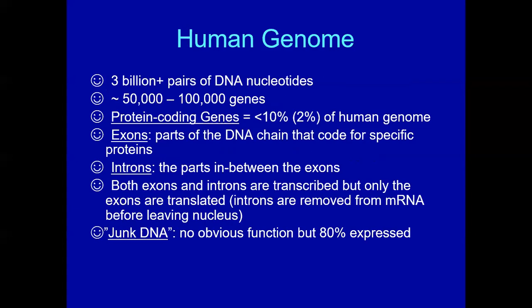Now we can come on to the point. What is the human genome? The human genome is 3 billion pairs of DNA nucleotides, and it contains about 50,000 to 100,000 genes.